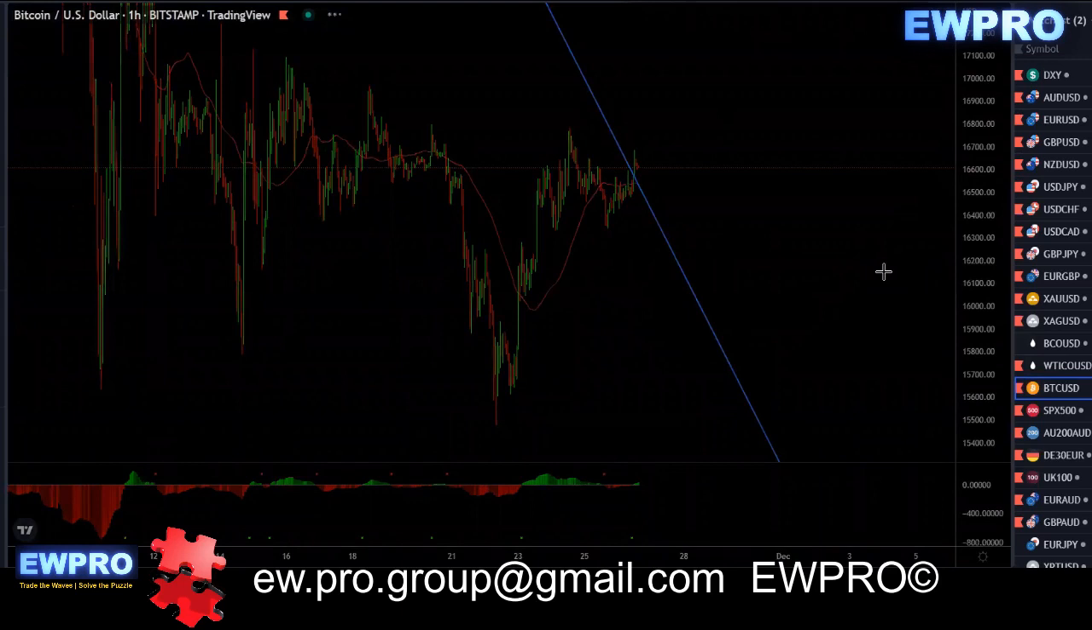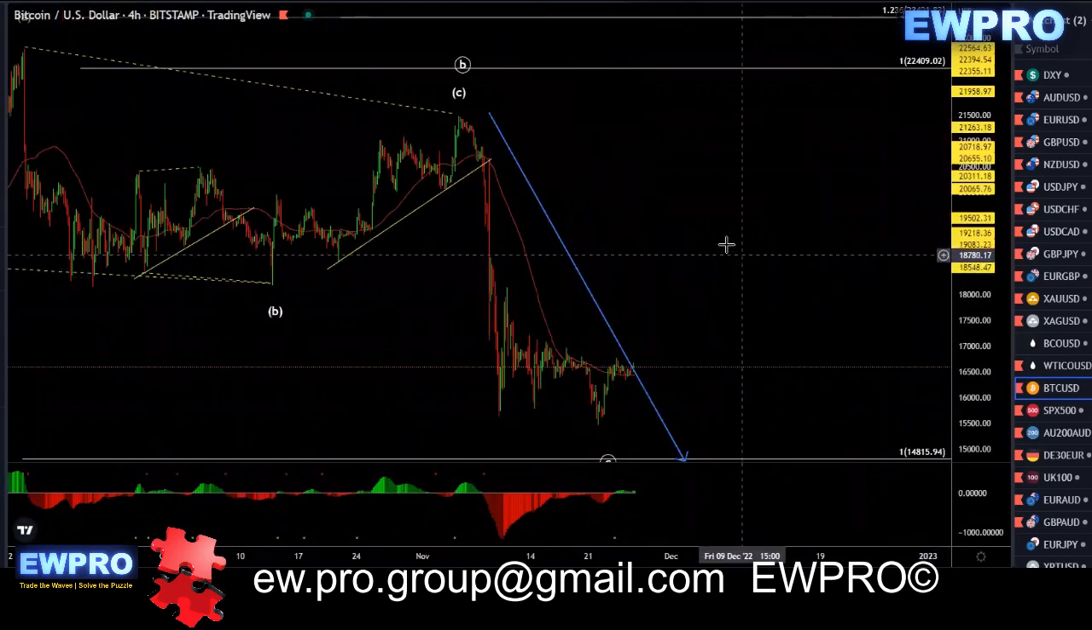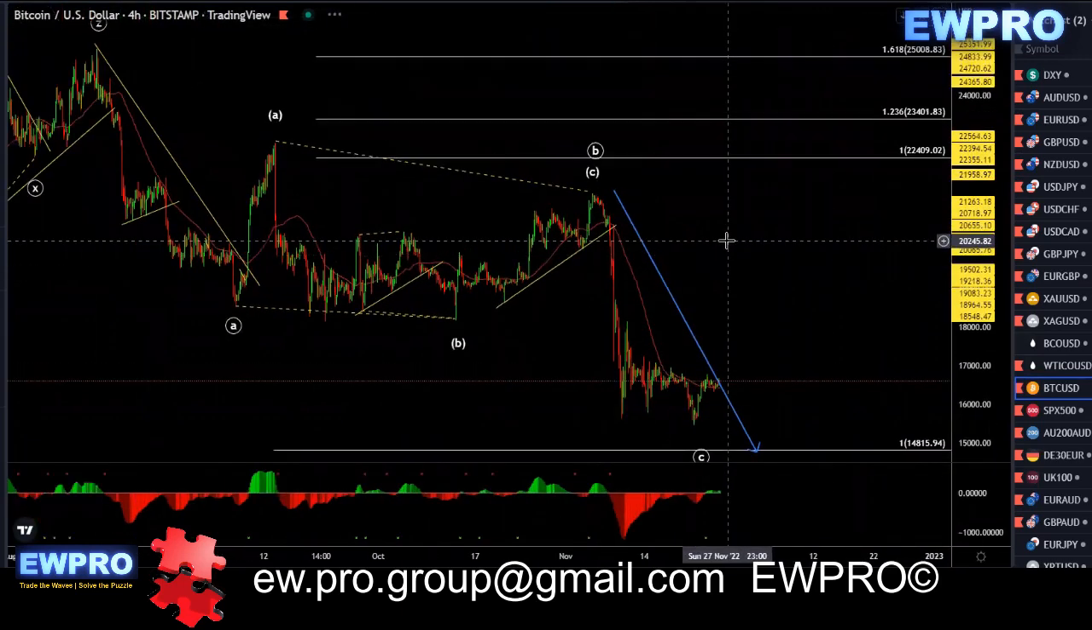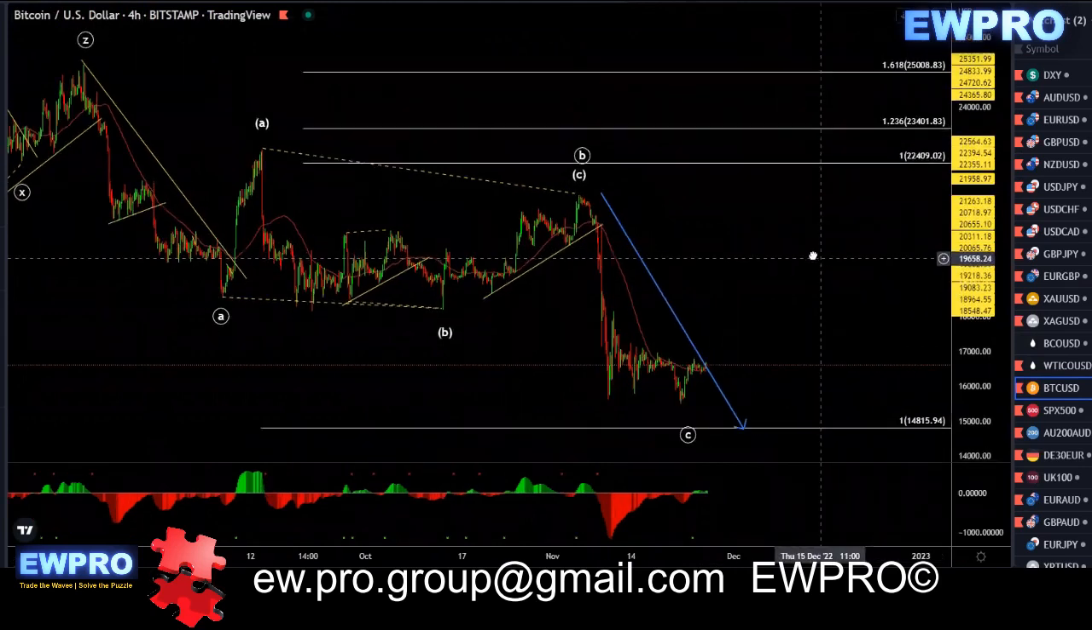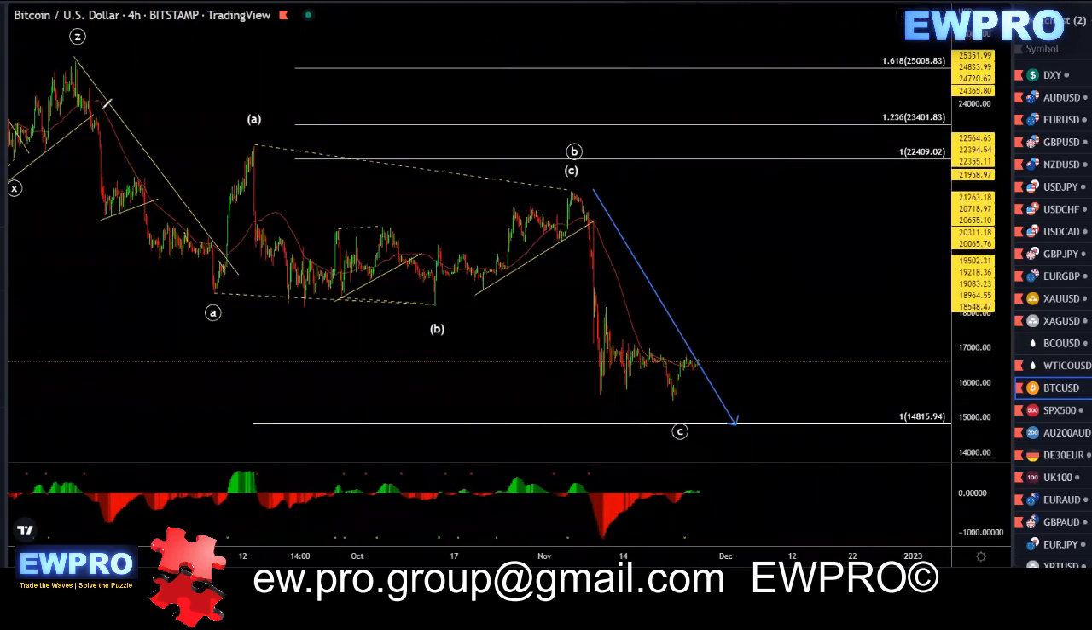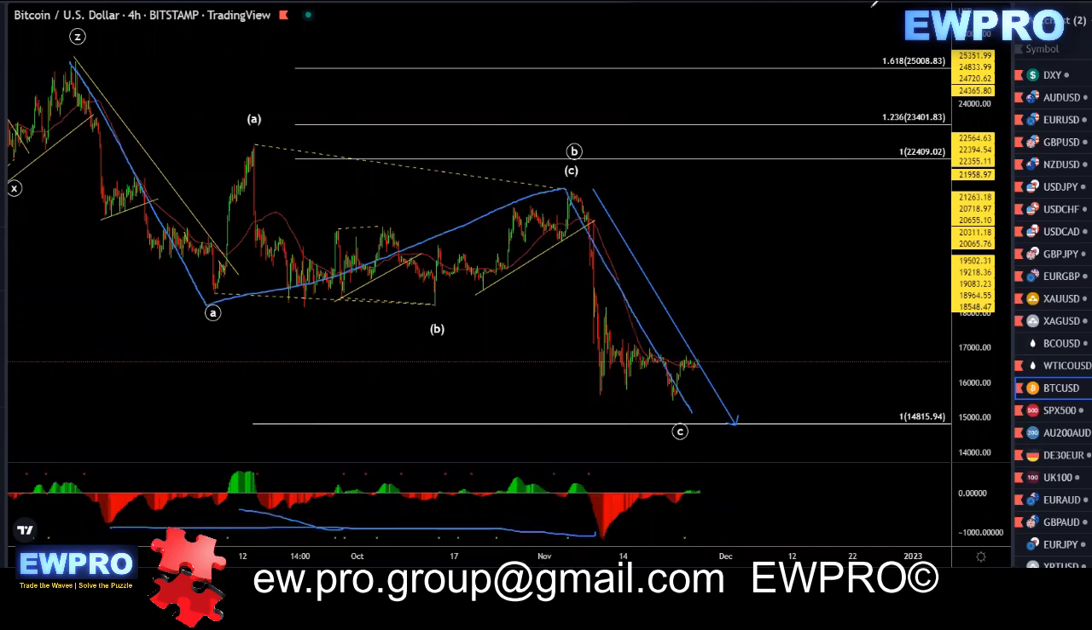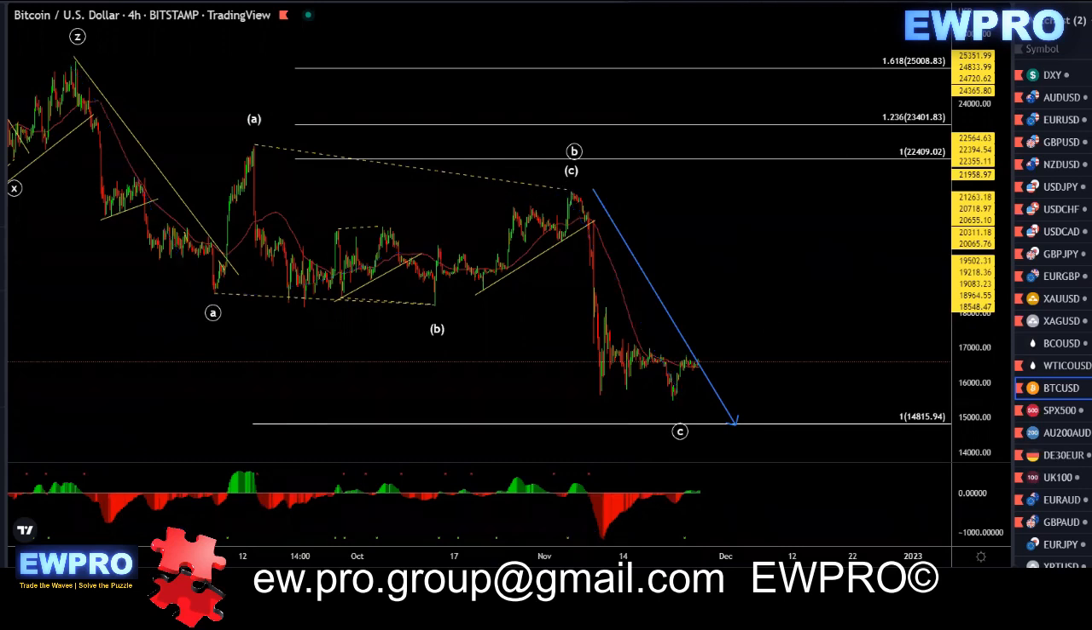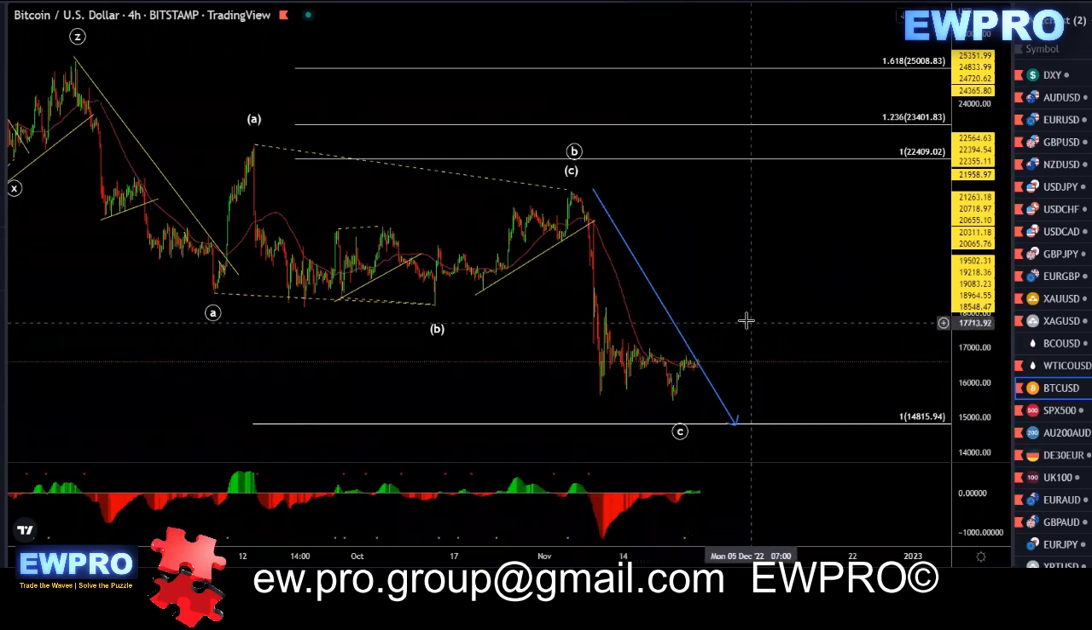Bitcoin on the H4. So we've got that A, B, and we're in this wave C. We don't have any bullish divergence. It hasn't quite got to that 100 pip yet.